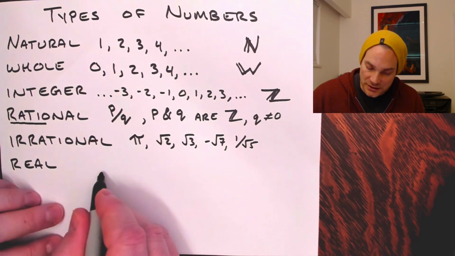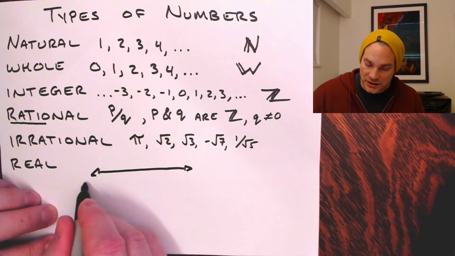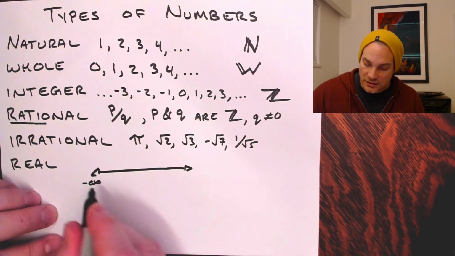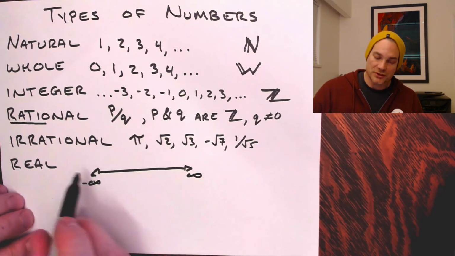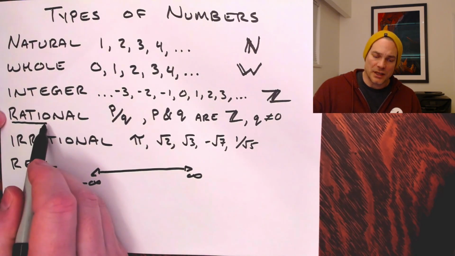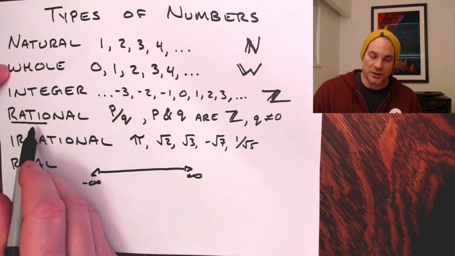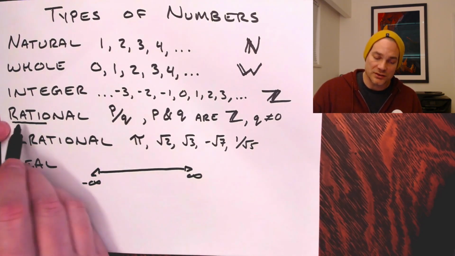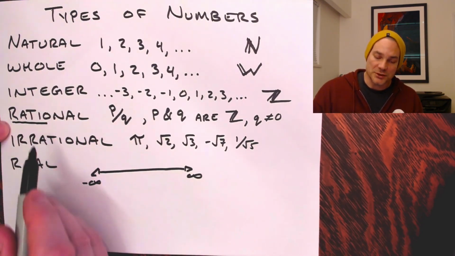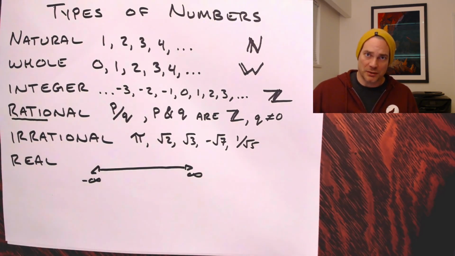And now we have the real numbers. So the real numbers are essentially all possible numbers. So because natural numbers are a subset of rational numbers, as are integers and whole numbers, they are all subsets of rational numbers. But irrational numbers and rational numbers are two separate parts.